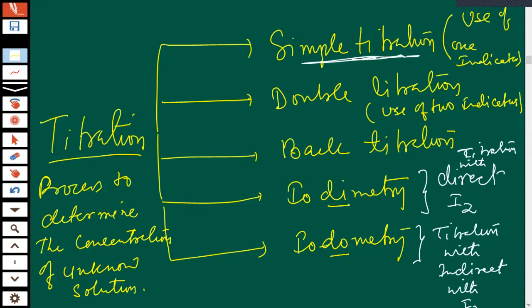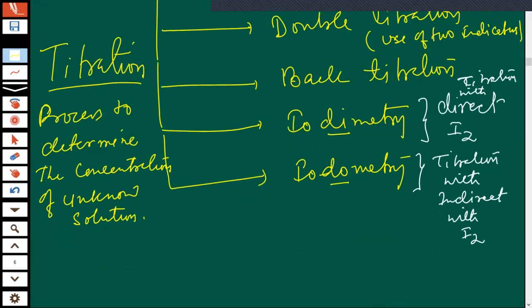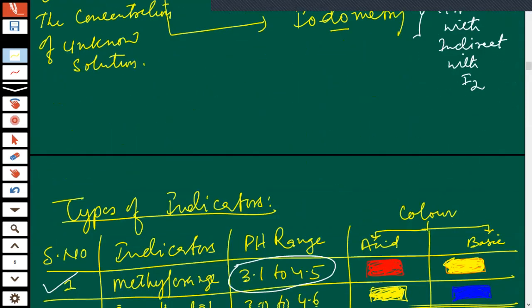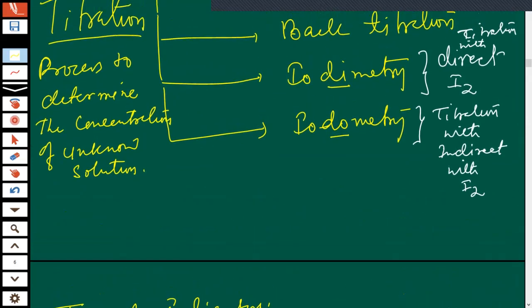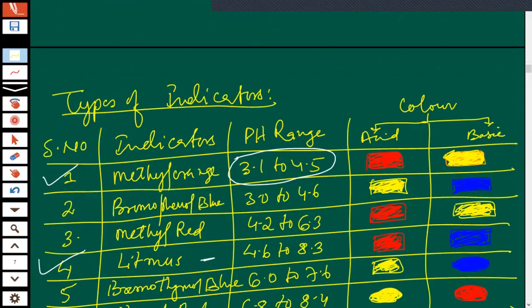Back titration, iodimetry, okay. Iodimetry means titration with direct iodine. I will show you why direct iodine. And iodometry means titration with indirect iodine. Anyhow, when the topic comes, you will come to know what it is.